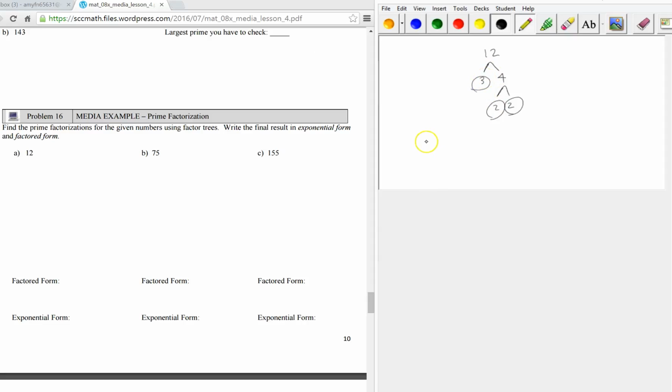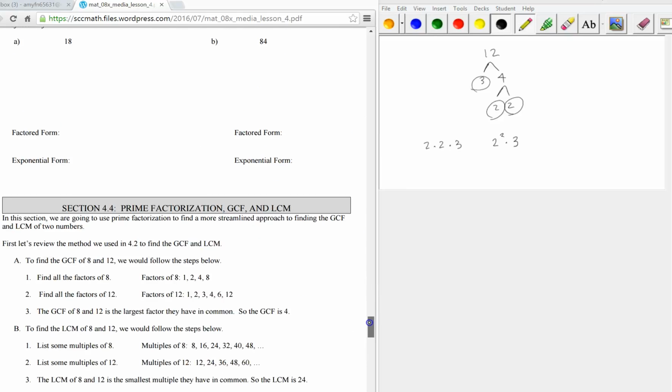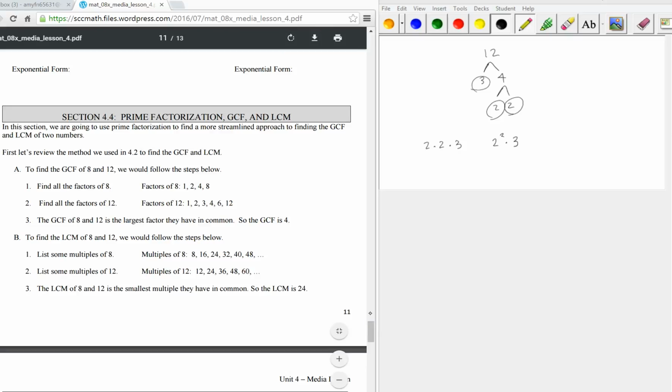Okay, so the factored form in increasing order is 2 times 2 times 3. The exponential form is 2 squared times 3. So this helps them start to use their exponential notation and again connect that to the expanded form or factored form notation. Okay, and let's start a new video.